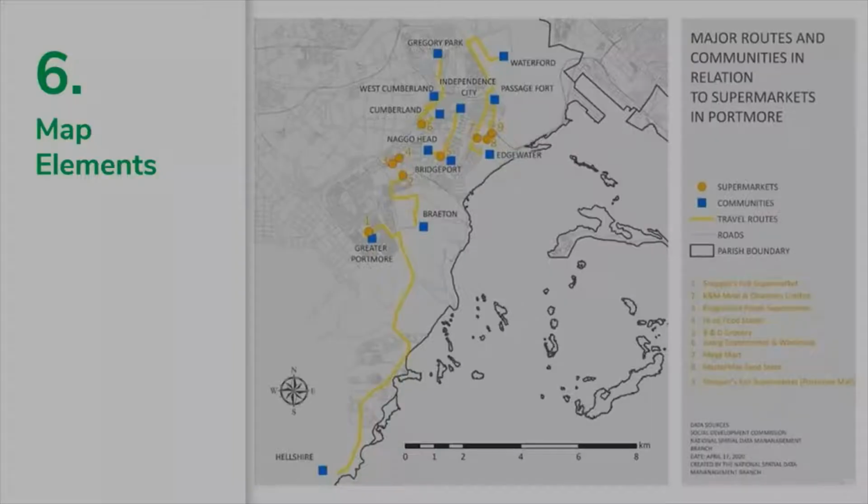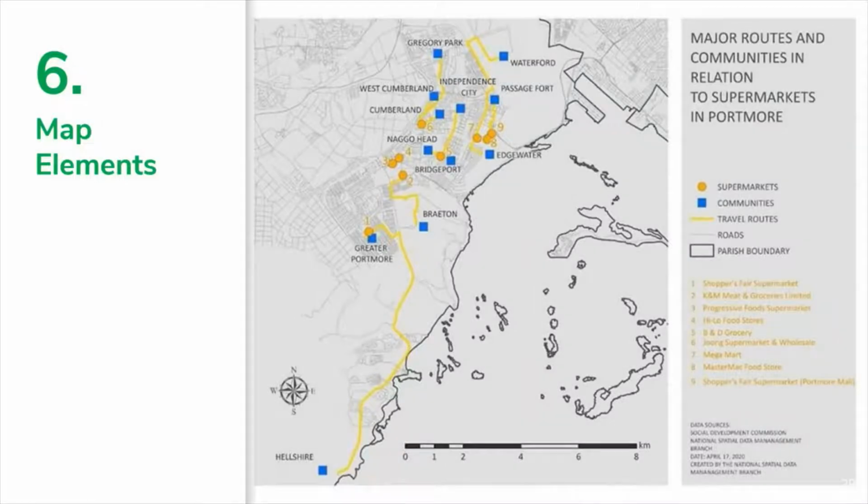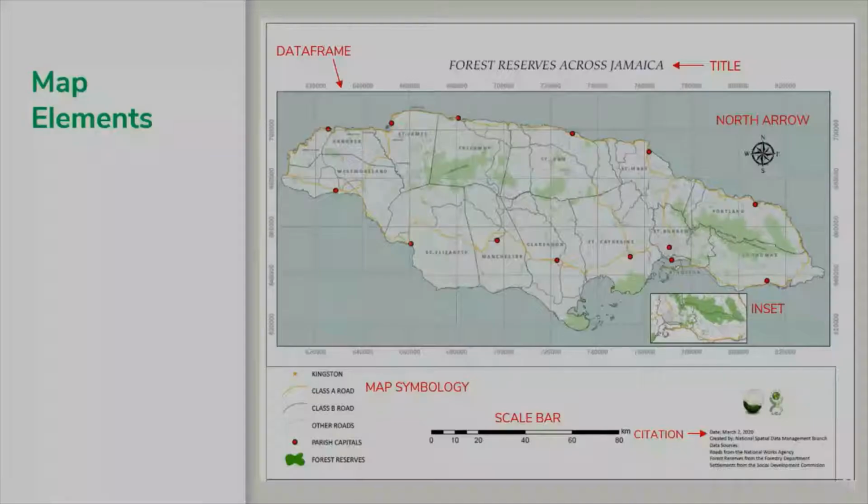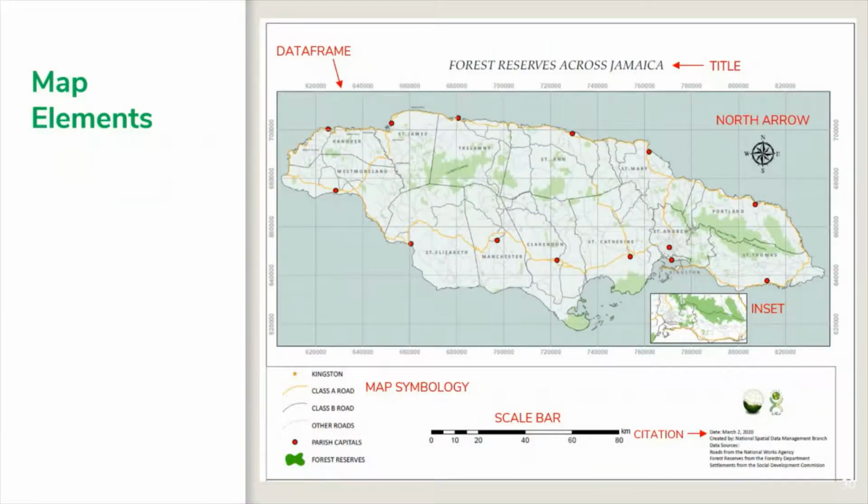All right, so I just want to go through these map elements really quickly. There's a title, a data frame, a north arrow, an inset, map symbology, a scale bar, and the citation, which really is like metadata. Other things that we haven't really labeled here are the logos and the grid reference stuff that's around, but that's part of the data frame.